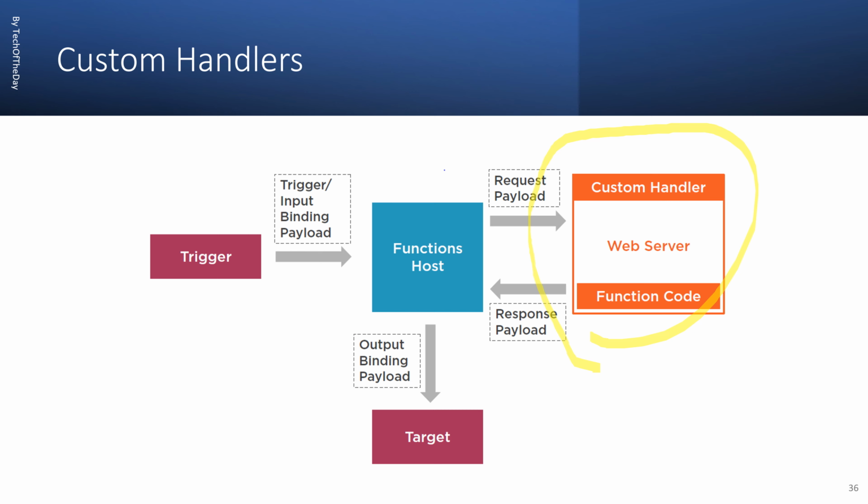So here, if a call was triggered via any of the triggers, your function internally calls a custom handler, and then with its request payload it returns a response, and then it prepares the output bindings. So in the same way, it's kind of in between. Let's continue.